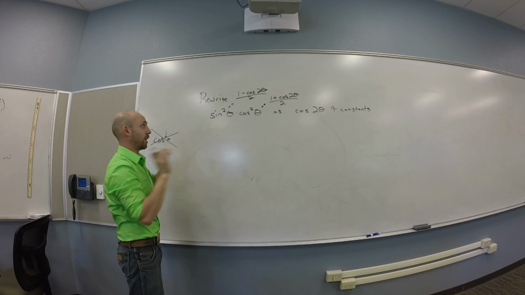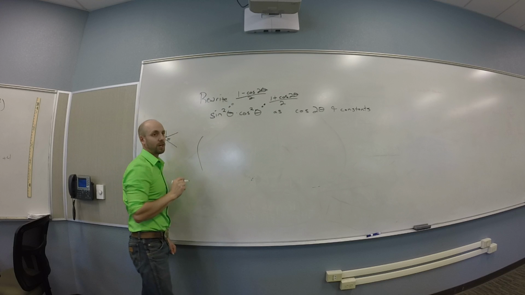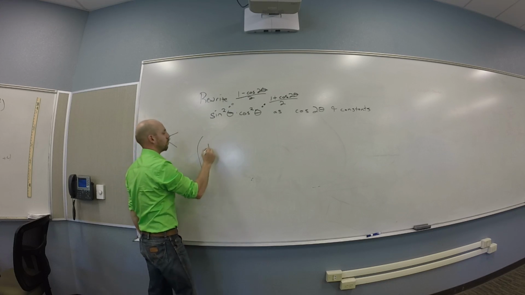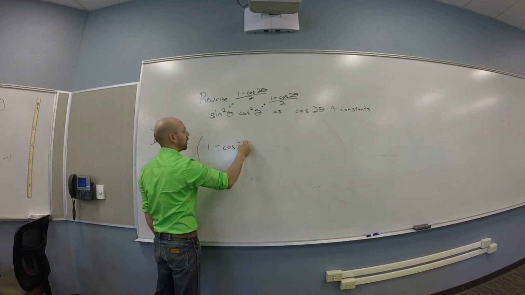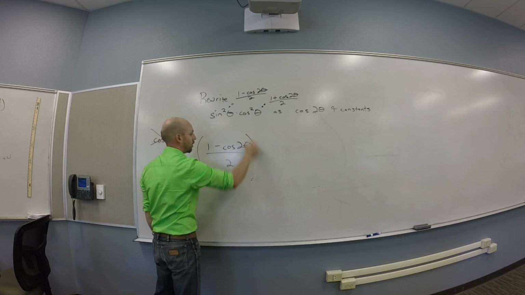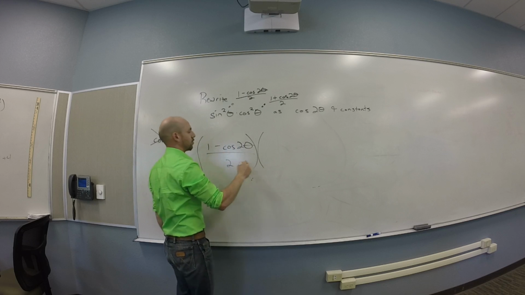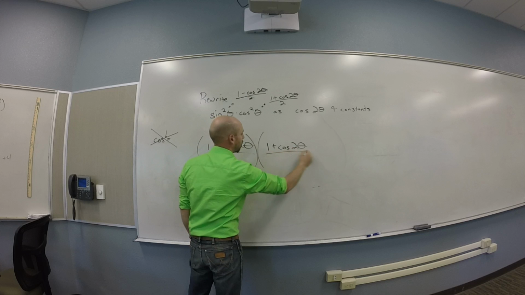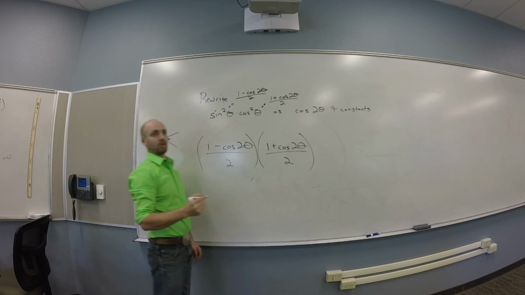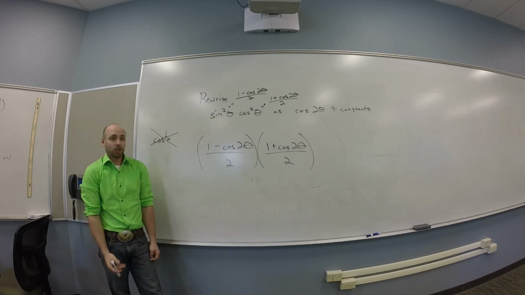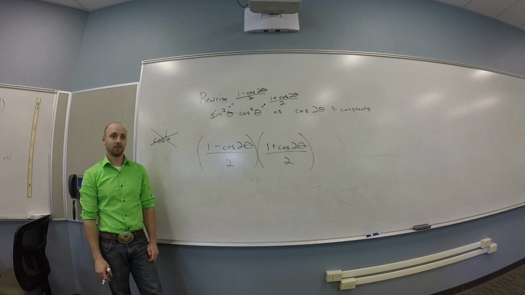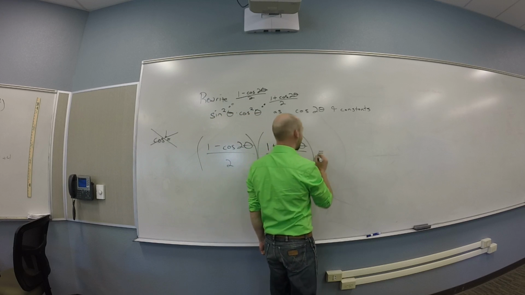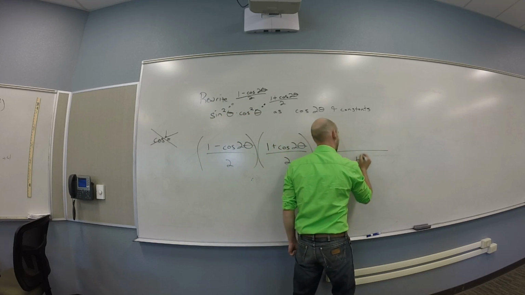So if you saw this trick, this is pretty easy because you just replace sine squared of theta with 1 minus cosine of 2 theta all over 2. And you replace cosine squared with 1 plus cosine of 2 theta all over 2. And then actually, yeah, you could be done here. I think I was more happy if you multiplied this out a little bit, unless you did it wrong, in which case I was less happy.